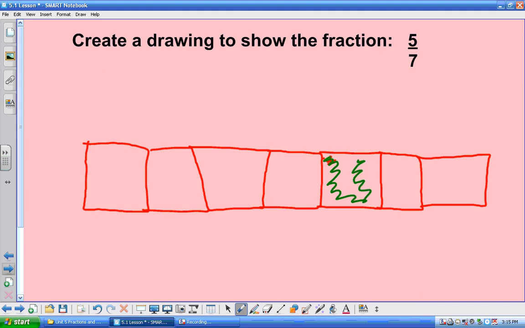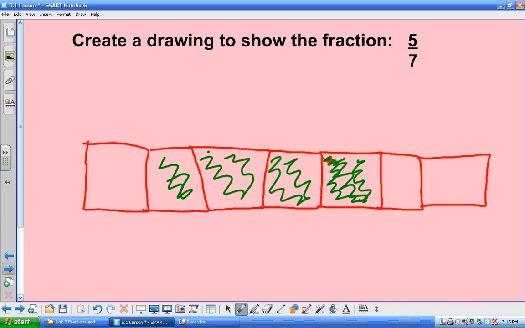How much is shaded in now? 1 out of 7. 1 out of 7 is shaded. Okay, so we got that. 2 out of 7. 3 out of 7. 4 out of 7. 5 out of 7. Not yet. All right, so 5 out of 7 is shaded, right?